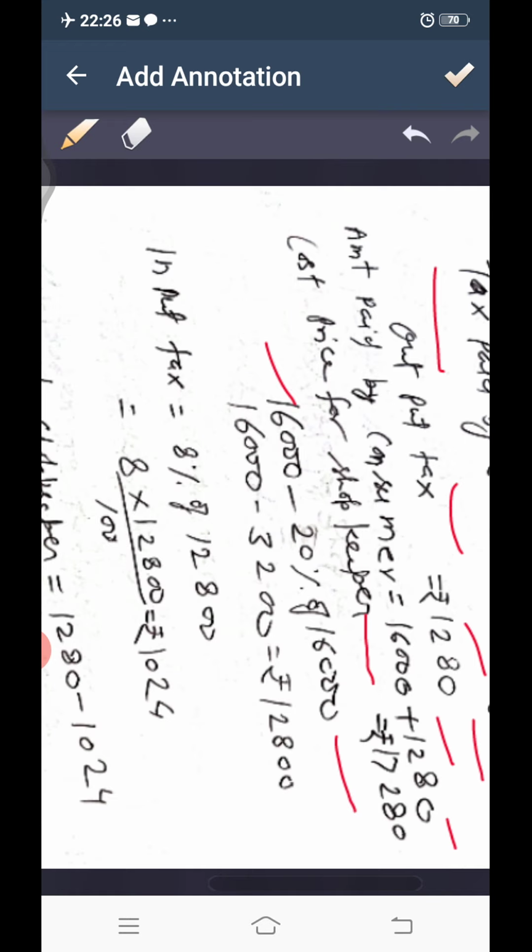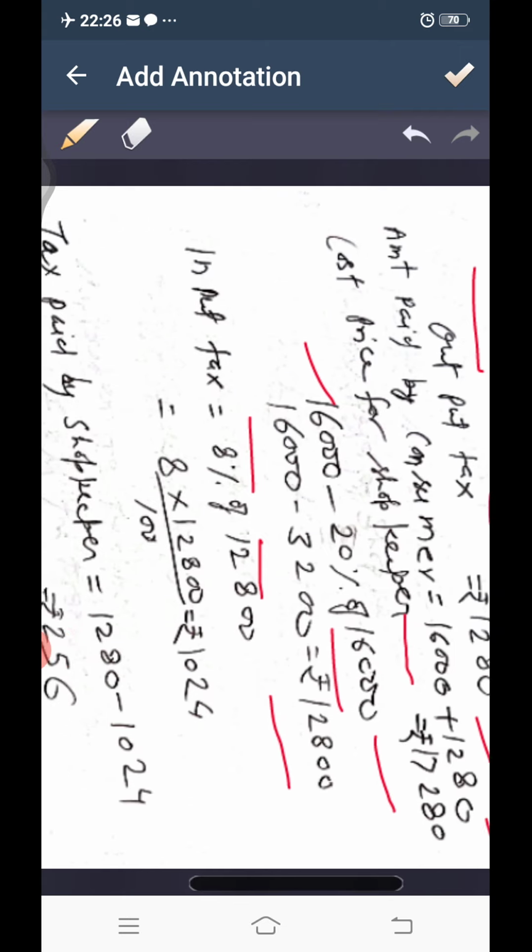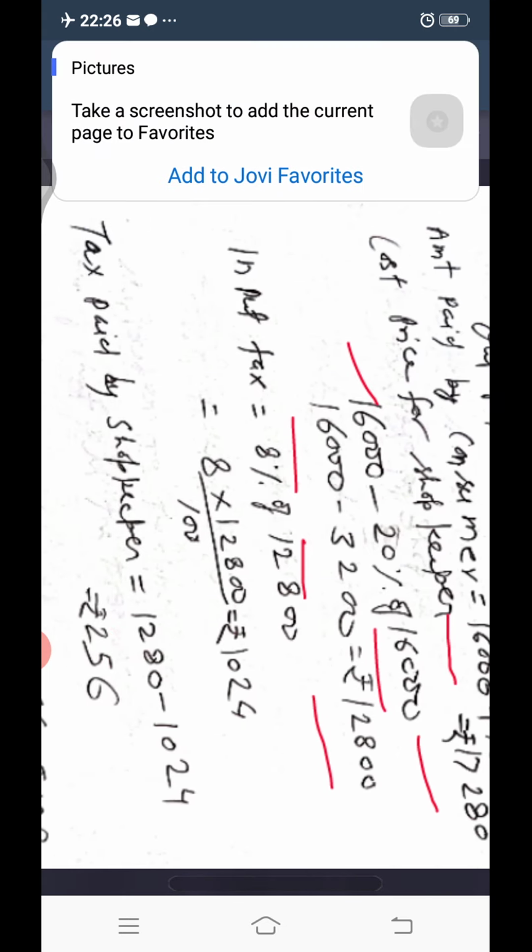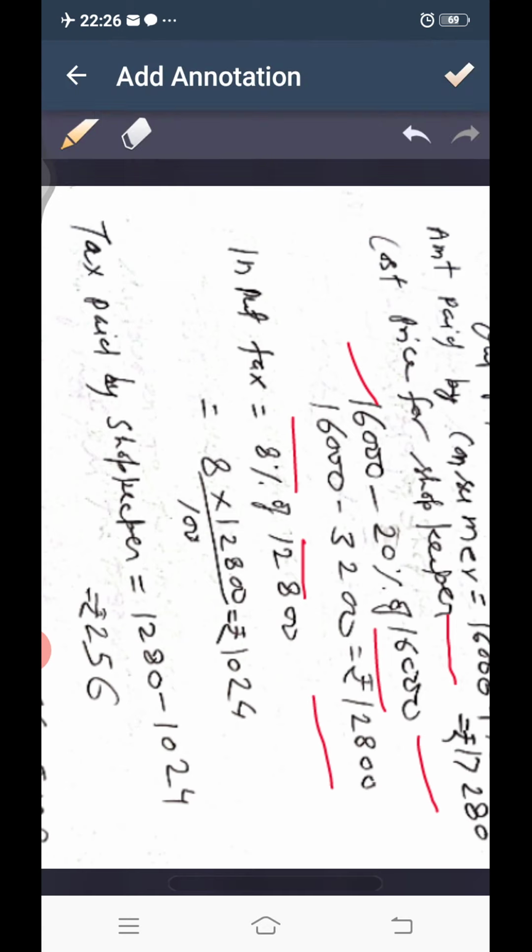Cost price for shopkeeper is 16,000 minus 20% of 16,000. He is getting 20% discount. So 16,000 minus 3,200, that is 12,800. So tax paid by shopkeeper will be input tax. So shopkeeper pays 8% of 12,800. So that is 1,024 rupees. Then tax paid by shopkeeper. How much tax will be paid by shopkeeper? This is his input tax.